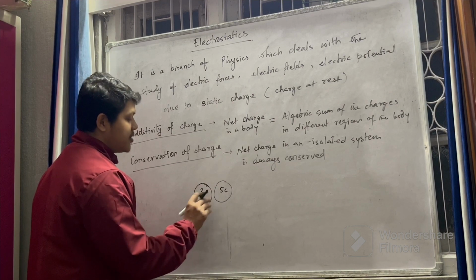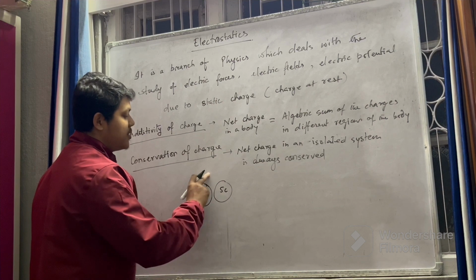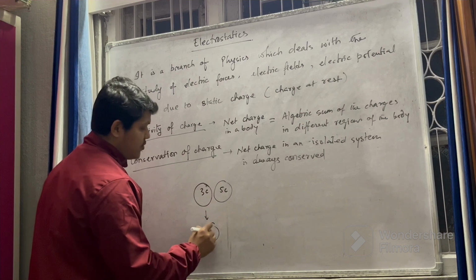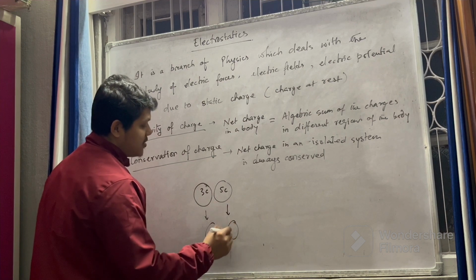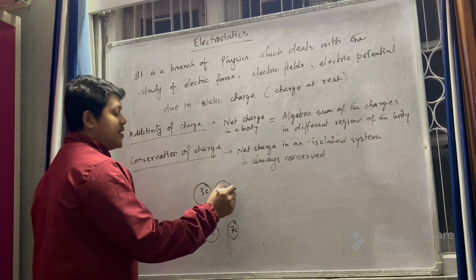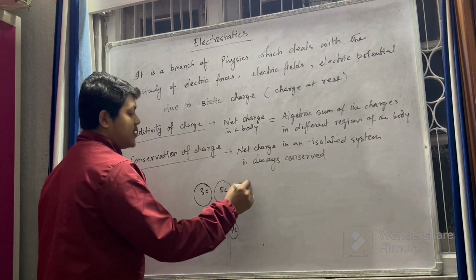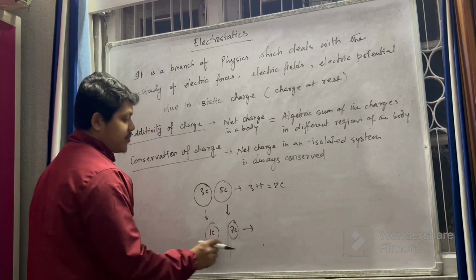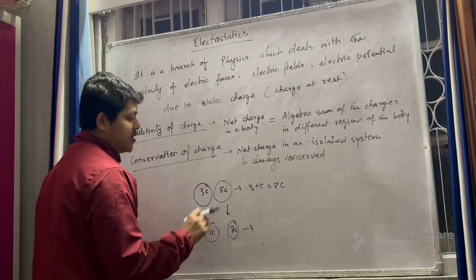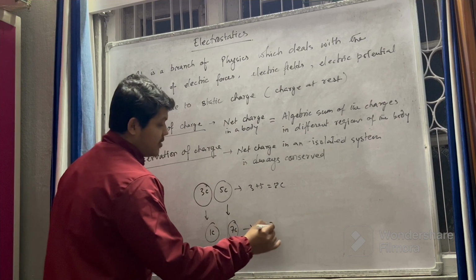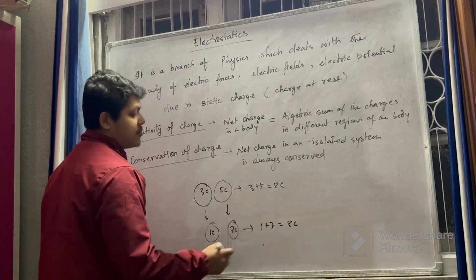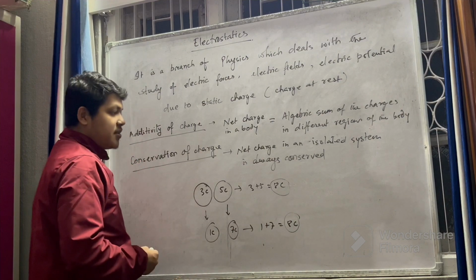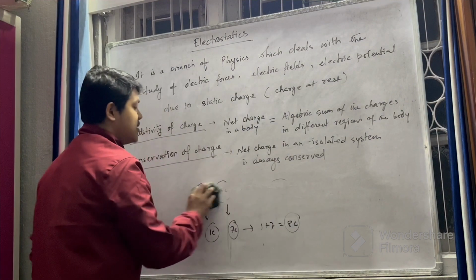Suppose after the transfer of charges from this body to that one, the charge of this body becomes 1 coulomb, and the charge of this one 7 coulomb. So in the first case, the total charge is 3 plus 5, that is 8 coulomb, and after the transfer of charges between these two in the isolated system, 1 plus 7 is also 8 coulomb. So net charge is always conserved. That is the idea of conservation of charges.